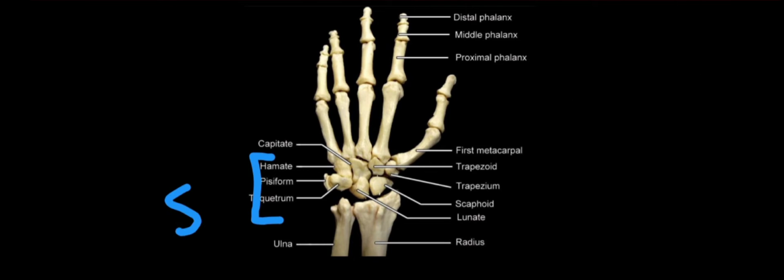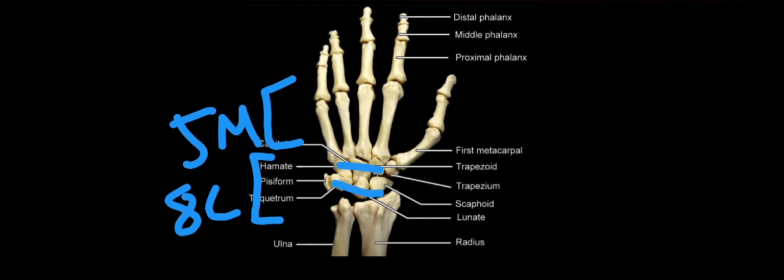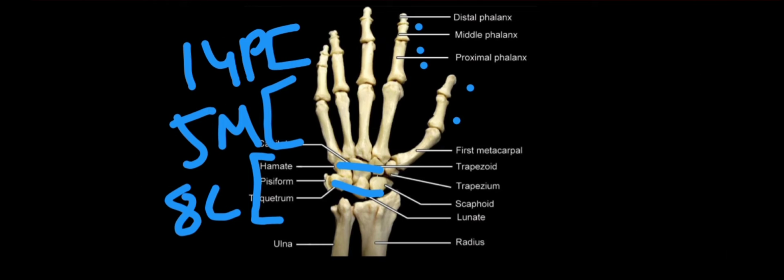The 8 carpal bones, here you can see the 8 carpal bones in the 2 rows, and 5 metacarpals and 14 phalanges. The phalanges are 3 in each digit, 1, 2, 3 and 2 in the thumb. The 14 phalanges, 5 metacarpals and 8 carpals together form the articulated hand.